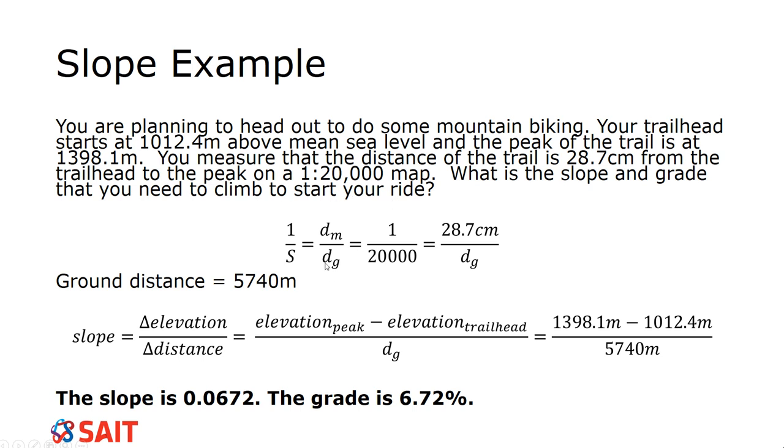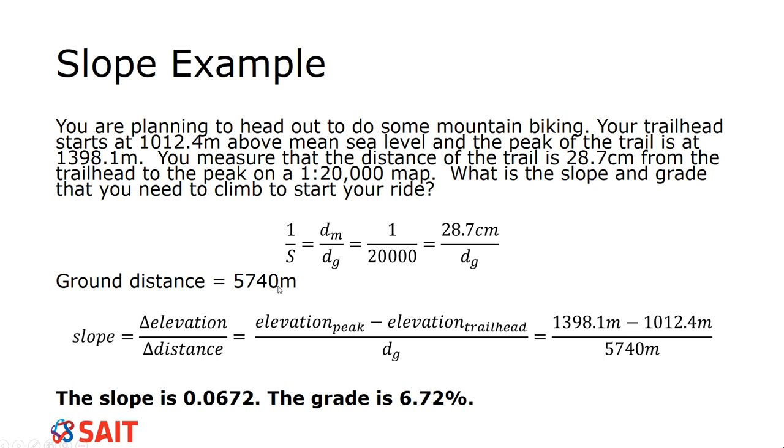Okay, so first things first, we need to figure out the actual distance because we don't know that yet. In order to figure out the distance on the ground, we have to use the scale information and the map distance to calculate our scale. So we have 1/s = dm/dg, so 1/20,000 = 28.7 centimeters / dg. I can cross multiply and divide, so 20,000 times 28.7 divided by 1, and I get a ground distance of 5,740 meters.